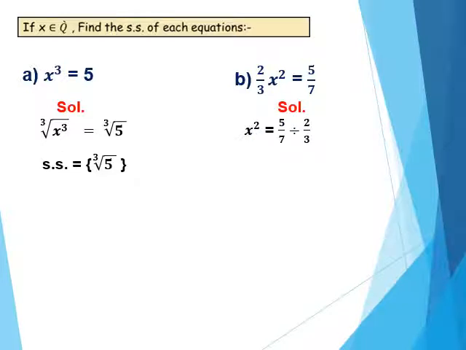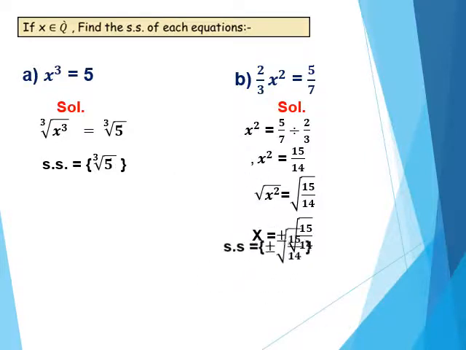Another example: 2 over 3 x power 2 equals 5 over 7. Solution. x power 2 equals 5 over 7 divided by 2 over 3, so x power 2 equals 15 over 14. Now we take the root of both sides, so x will be positive or negative root of 15 over 14. We find that root 15 over 14 belongs to Q dash, so the solution set equals positive or negative root of 15 over 14.